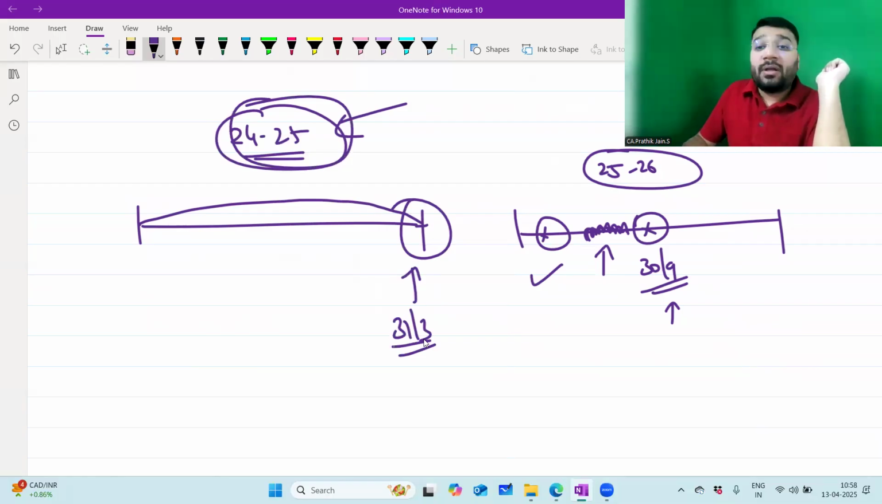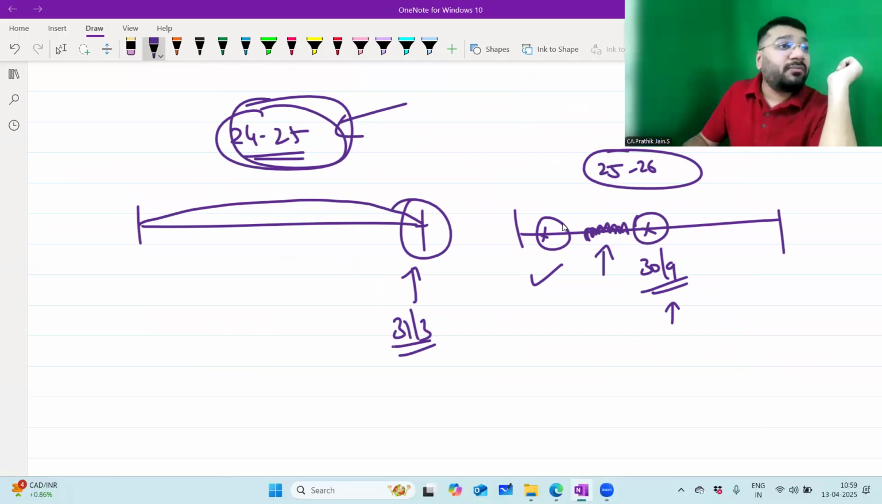Means what? Once the audit is completed, and even before the auditor signs the report, that is the statutory audit report of the company, before he signs the balance sheet, he has to prepare a provision for tax account and he has to pass an entry into that. He has to estimate the tax.